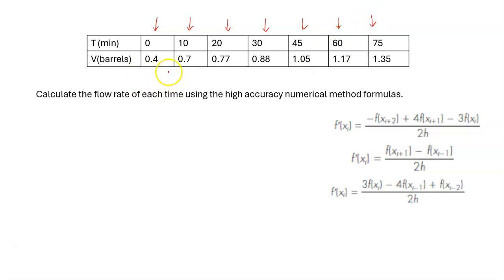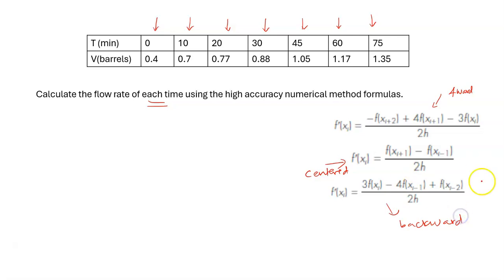So the question asks for the flow rate at each time. So you need to do differentiation for t equals 0, t equals 10, t equals 20, and so on and so forth. So what you have to do is recall that there are three methods that you can use. This is the forward divided difference, and this is the centered, and this one is the backward.